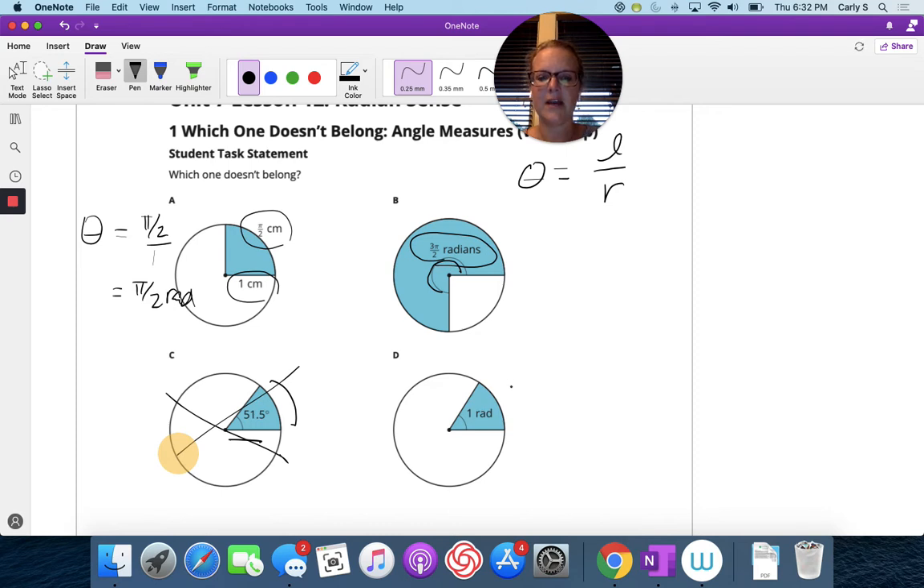Here you have 1 radian, so I bet this is 1 unit over 1 unit, because the central angle, which is 1 radian, would be 1 unit over 1 unit. So that's my assumption, but it's always such a great discussion to have in class.